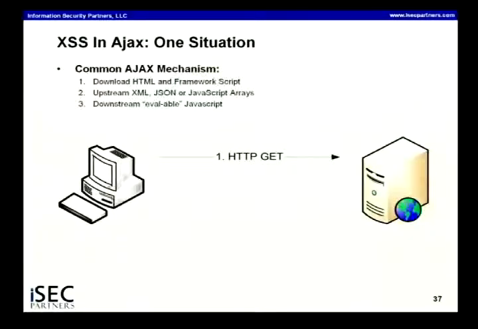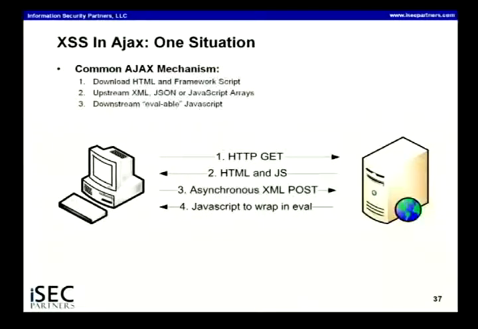So this is a pretty common Ajax mechanism. I go to my site, maybe it's a mapping site, and I do a normal HTTP GET on that when I type it in the URL, and I get a bunch of HTML, a bunch of JavaScript that downloads and loads itself into my browser, makes itself at home, and then when it feels like it, it does an asynchronous post up using the XMLHttpRequest object, and then asynchronously gets back JavaScript. And then when it gets that JavaScript, it evals it. It just runs the JavaScript.